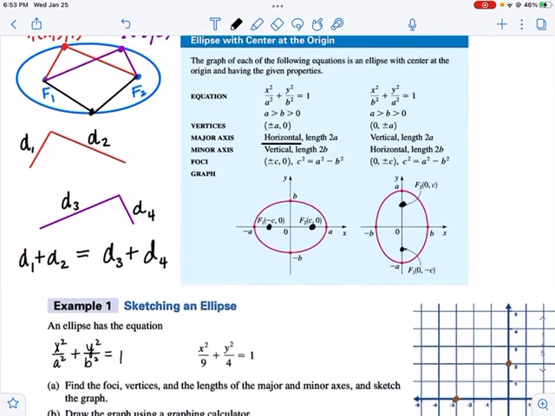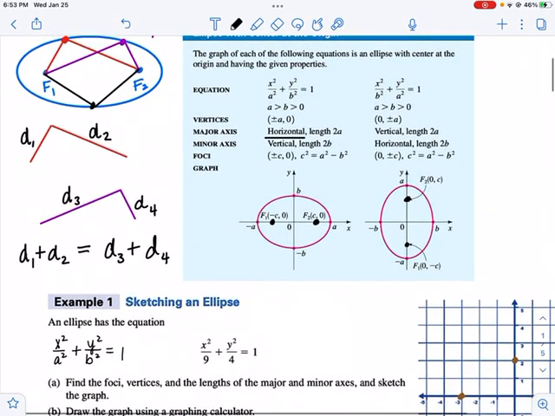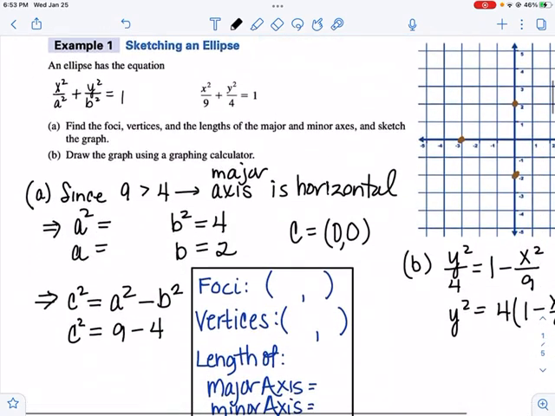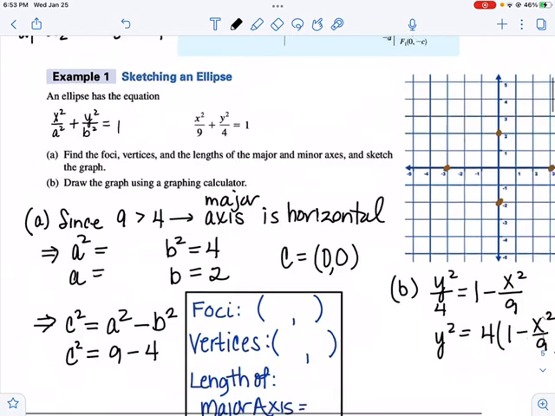So let's take a look at this first example that I have for you. Okay, I'll let you study that a little more. If you want to pause the video and take a look at those definitions.